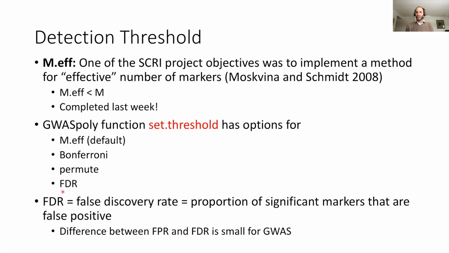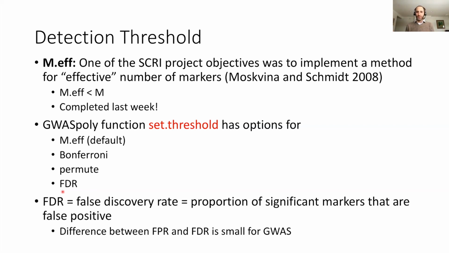And when you first hear it, it sounds like, wait, isn't that the same thing as a false positive rate? It's not. The false positive rate is actually a probability of making any false positive when you control it on an experiment-wide basis. That's the technical definition, whereas this is a proportion of the markers that were called significant that are in fact truly null or false positives. The practical point is that the difference between the FDR and the FPR is very small for GWAS, and in my experience, not so much worth worrying about.